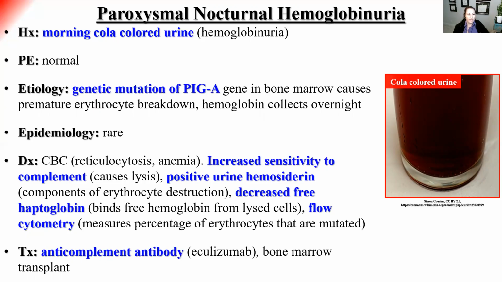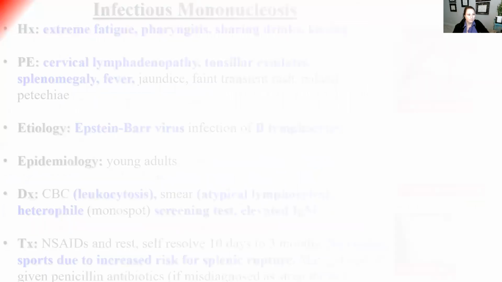We treat this with a medication that's an anti-complement antibody. So it protects against that complement. And then bone marrow transplant could be more definitive for this if they're not responding to that monoclonal antibody drug.